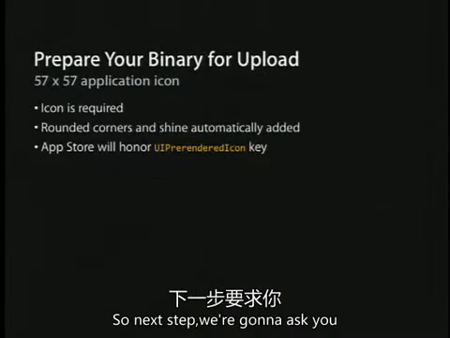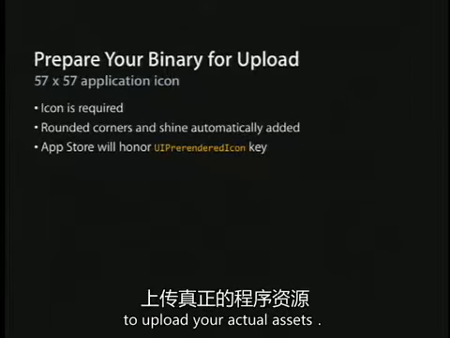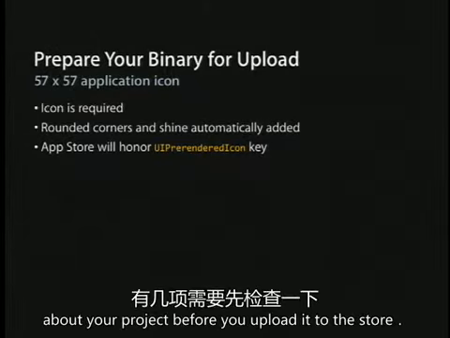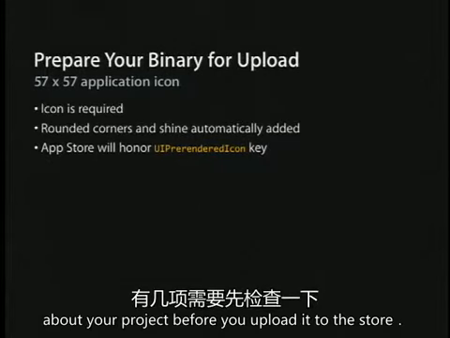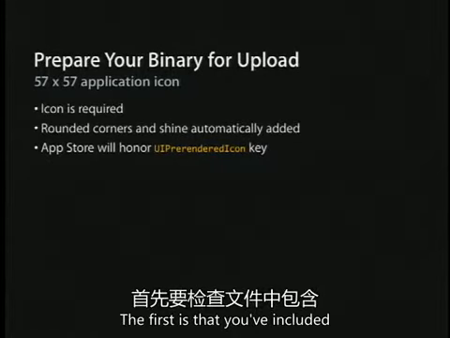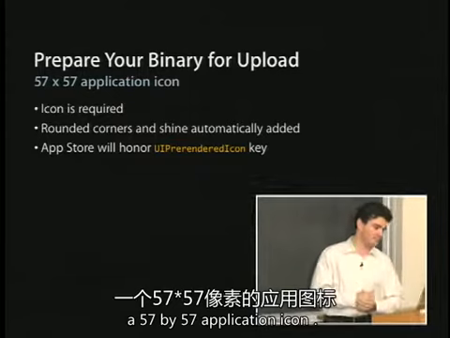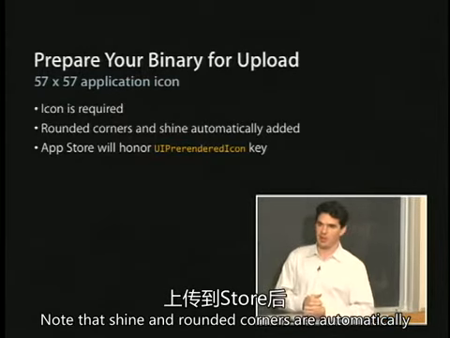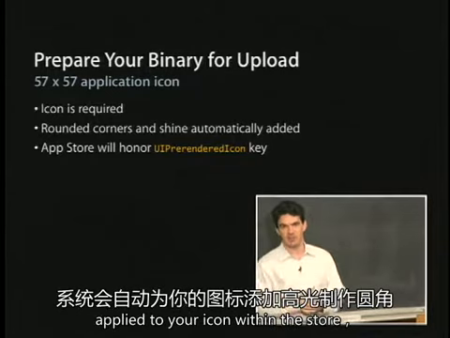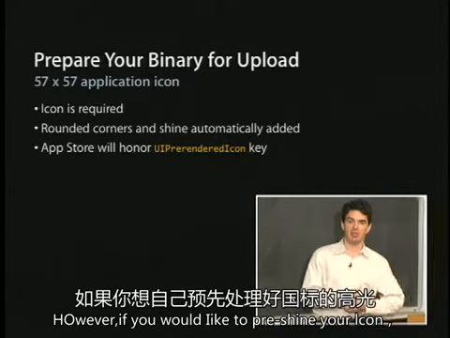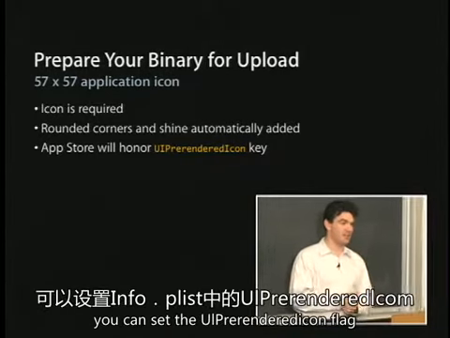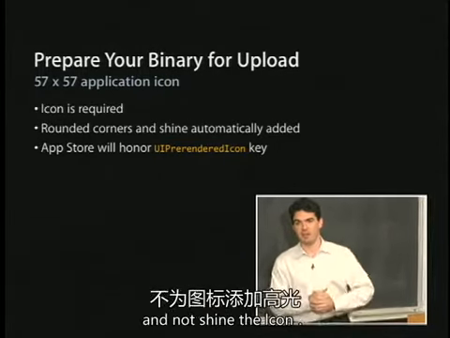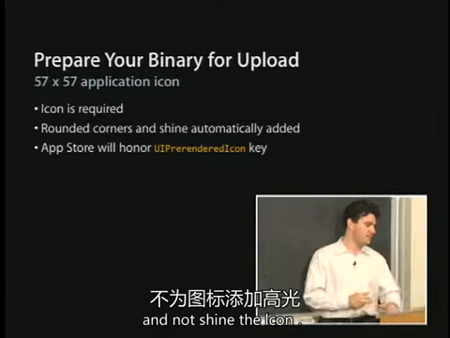So next up, we're going to ask you to upload your actual assets. A few things that you're going to want to check about your project before you upload it to the store. The first is that you've included a 57 by 57 application icon. Note that shine and rounded corners are automatically applied to your icon within the store. However, if you would like to pre-shine your icon, you can set the UI pre-rendered icon flag within the info.plist file, and we'll respect that and not shine the icon.